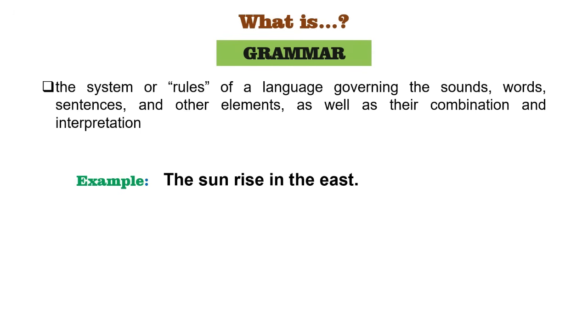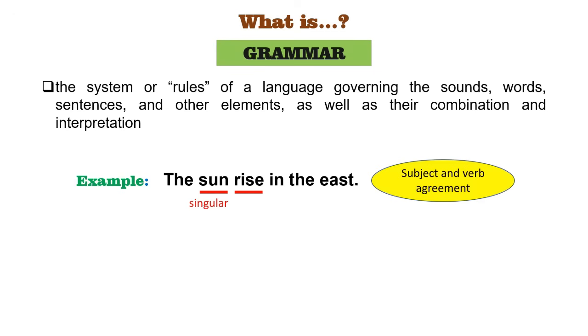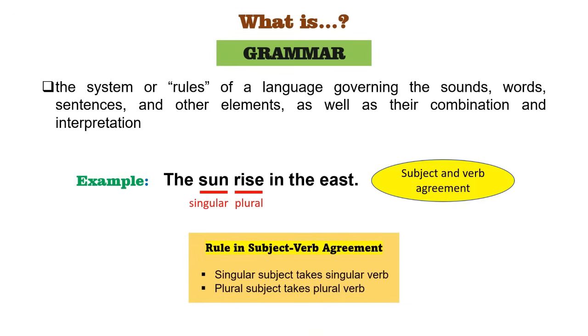The sun rise in the east. What makes this statement grammatically wrong? It's in the subject and verb agreement. The sun, which is the subject, is singular, but the verb, which is rise, is plural. Meaning, the statement does not follow the general rule in English. Singular subject takes singular verb, while plural subject takes plural verb.